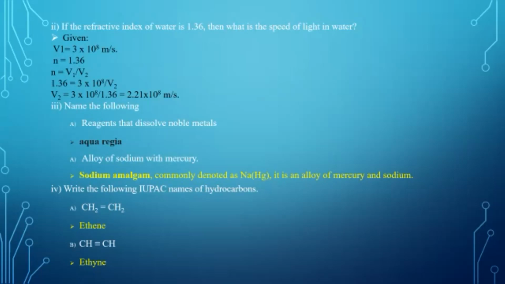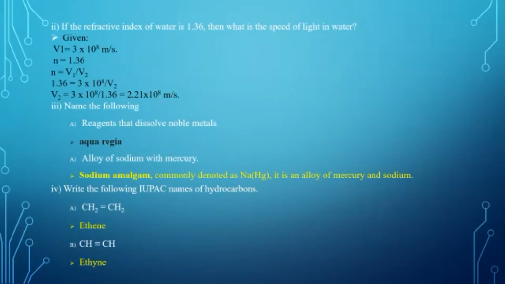Now see, V1 we all know equals 3 into 10 raised to 8 meter per second. Refractive index they have given, n equals to... see, V1 is what? This is the speed of light, right? So this is already given. You have to learn that the speed of light is always 3 into 10 raised to 8 meter per second. Now the refractive index of water is given as 1.36, that is n equals 1.36.